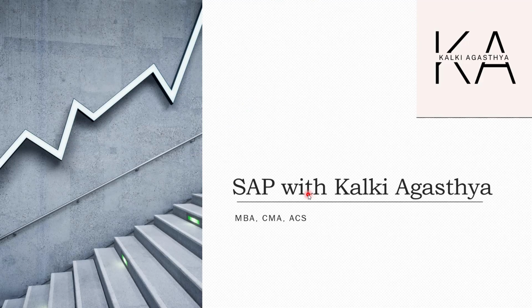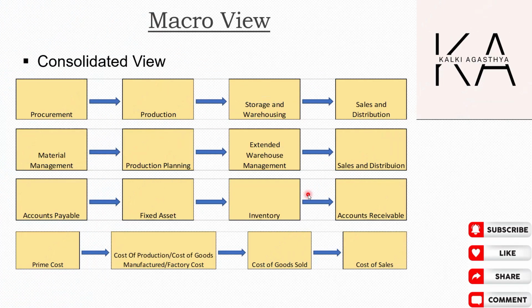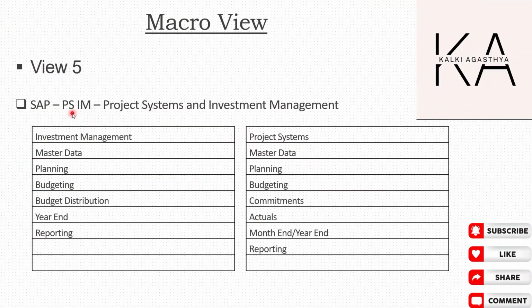So in today's episode, let's understand about the PSIM. So what is PSIM? PS stands for Project Systems and is a module of SAP software suite that is used to manage projects within an organization. And IM stands for Investment Management, which is a submodule of Project Systems that is used to manage investment projects including budgeting, scheduling and cost controlling.